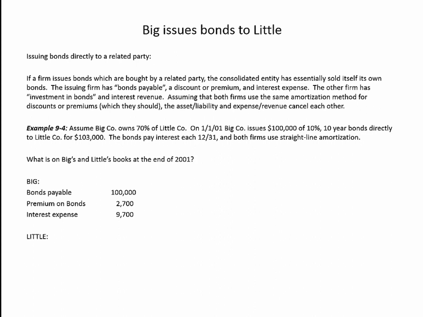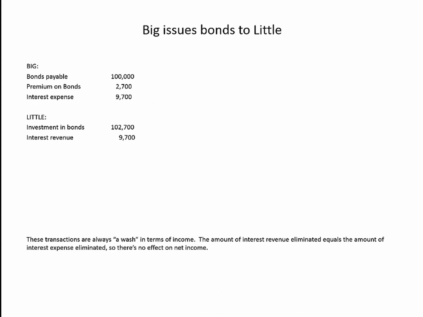Over on Little's books, it's sort of a mirror image. Again, the big and little company represent two sides of the same transaction. So little company has an investment in bonds of $102,700. Again, they originally bought it for $103,000. They amortized $300 of that. And little has interest revenue of $9,700. So just refreshing our memory of what they've got on their books.